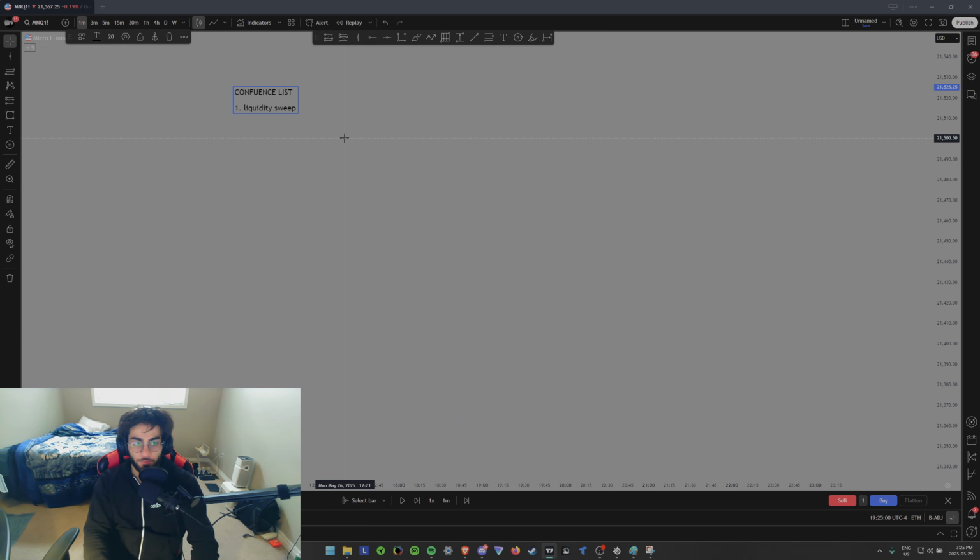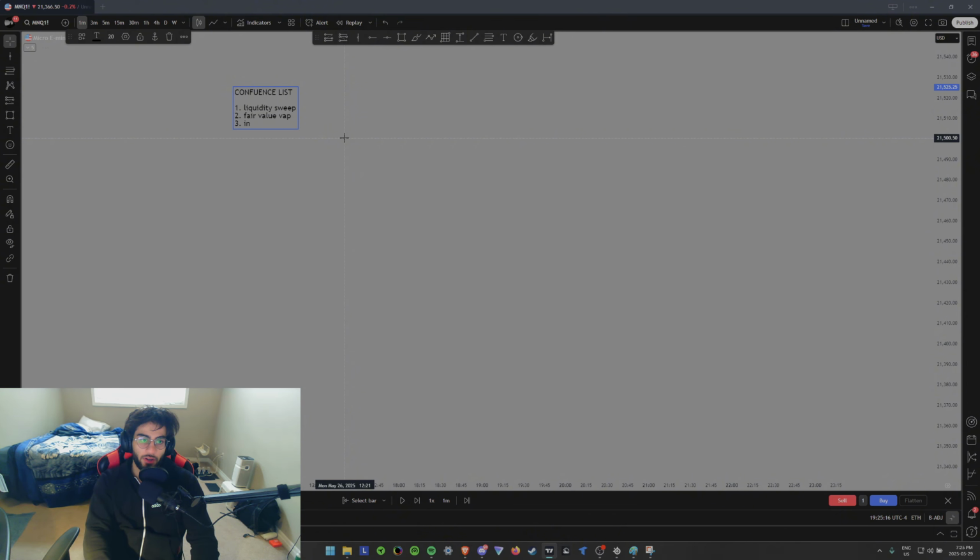Okay. Next we have the fair value gap. What is a fair value gap? It is when two candlesticks' wicks don't overlap. We have a large imbalance.